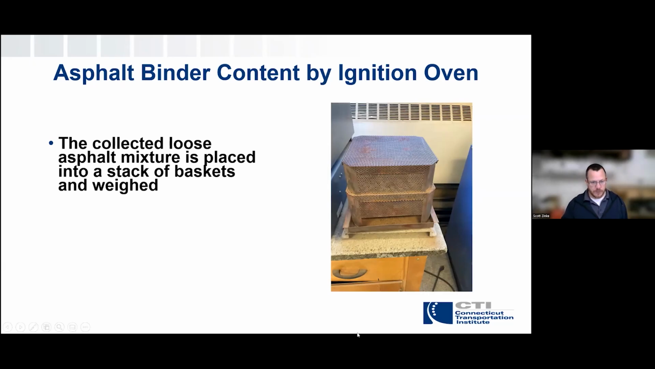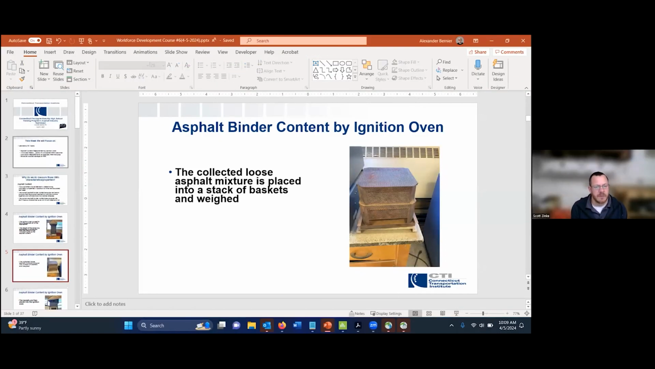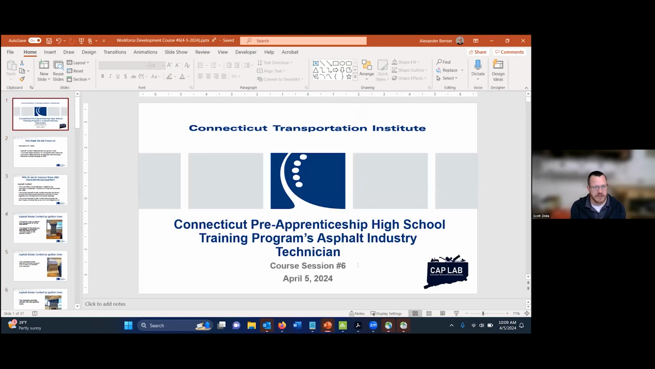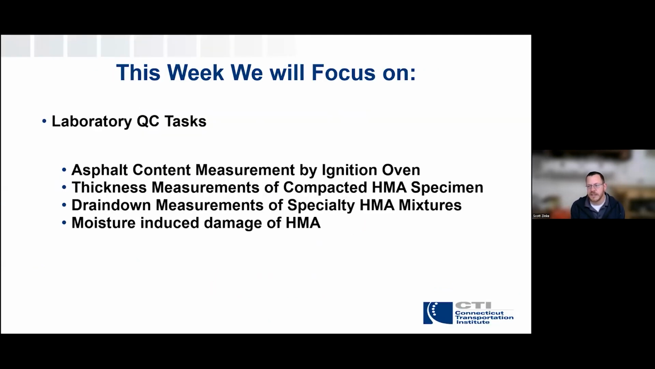Okay, so what we're going to do is talk about asphalt content. We'll start with the beginning slides here, just an intro. This is session number 6. We're going to talk about a few different tasks that as QC folks, you are definitely going to see a lot of. Specifically today, we'll cover measuring the liquid asphalt content of a produced mixture with the ignition oven, and then briefly what is known as a solvent extraction.